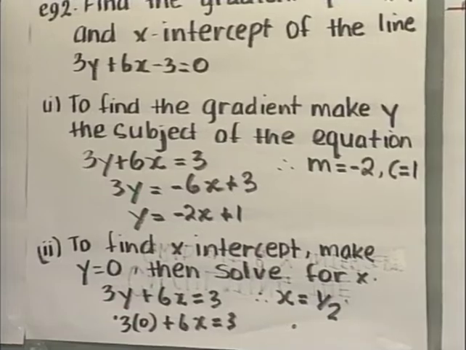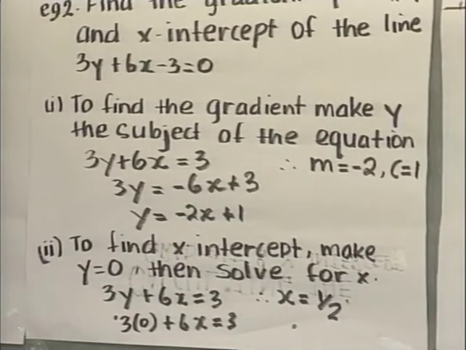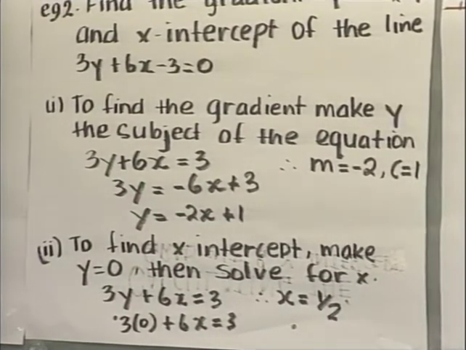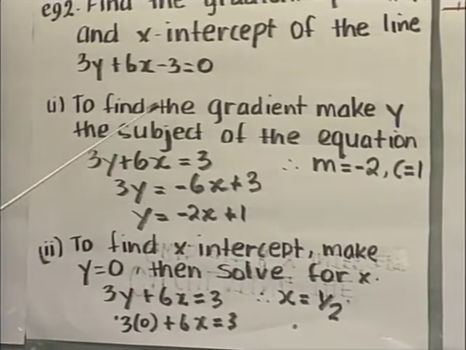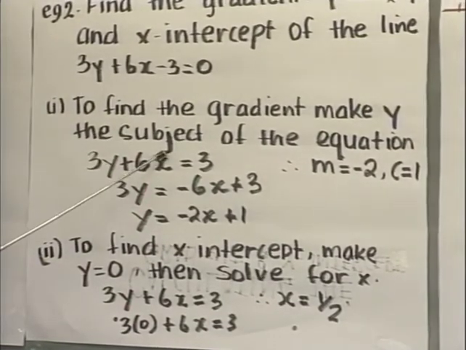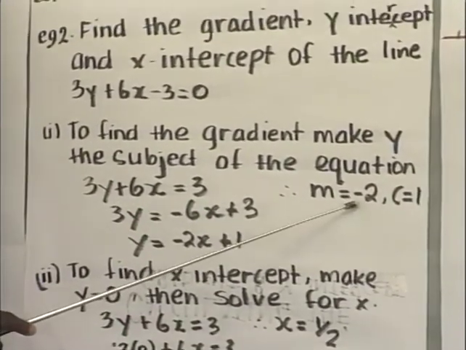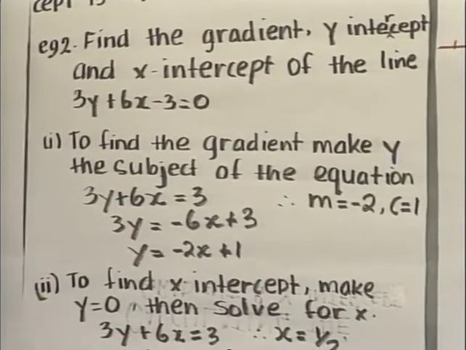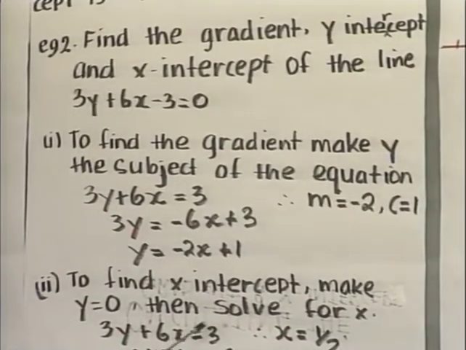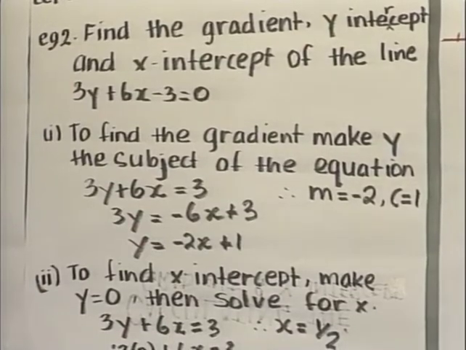Okay, so I'm going to give you a long exercise. The first thing you will do is to find the gradient and y-intercept. You're going to do this by making y the subject of the equation, and then you will find the gradient and the y-intercept. Now, why is finding the y-intercept and the x-intercept important?